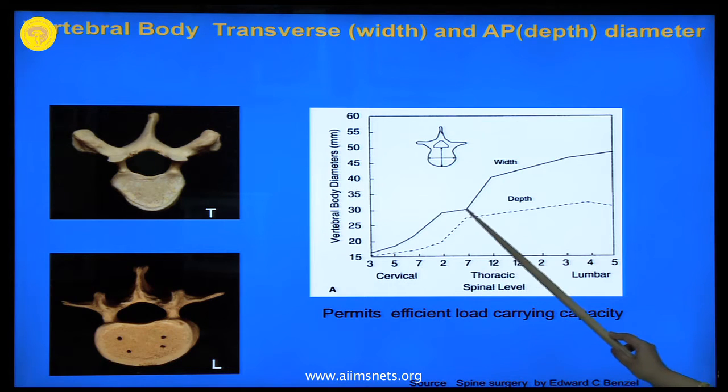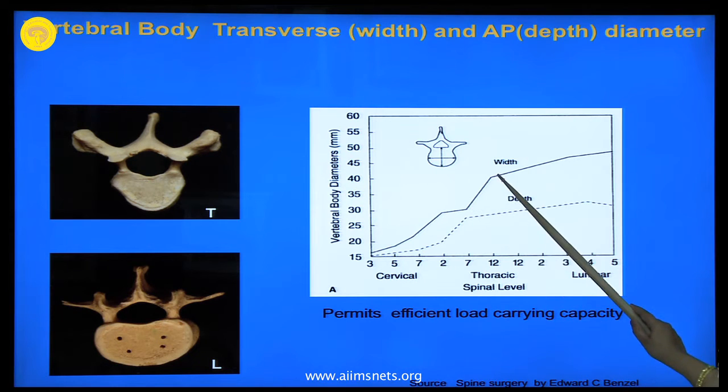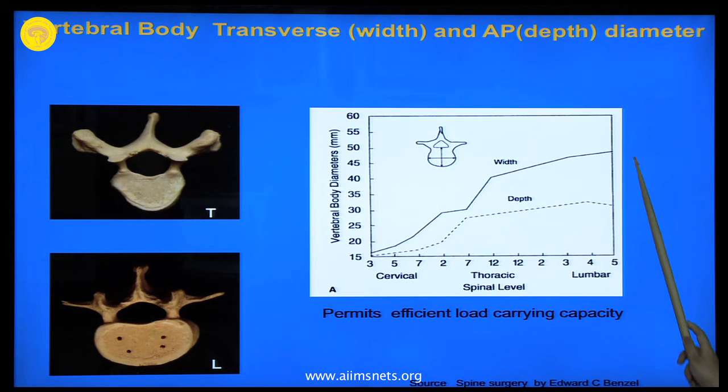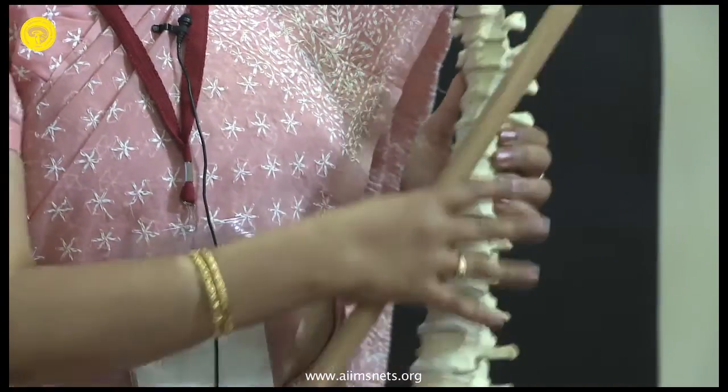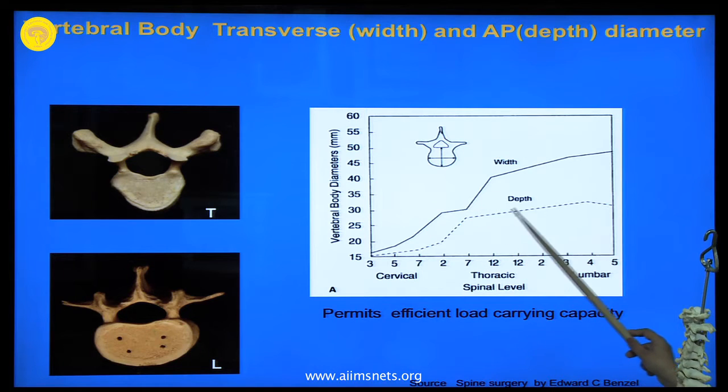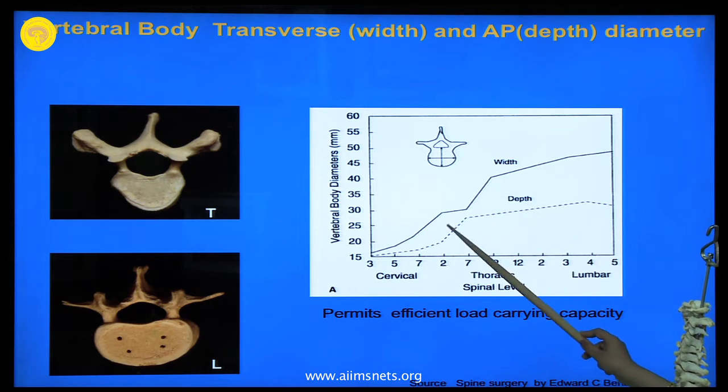Again T2 to T7, the width is more or less not varying much. And again from T7 to T12, there is a steep increase in the dimension, that is around 40 millimeters. And by the time the L5, that is the last lumbar vertebra we have, the dimension goes to around 46 millimeters. So, this is again just to say how the load is increasing on the vertebral body, that is why the dimension has increased.